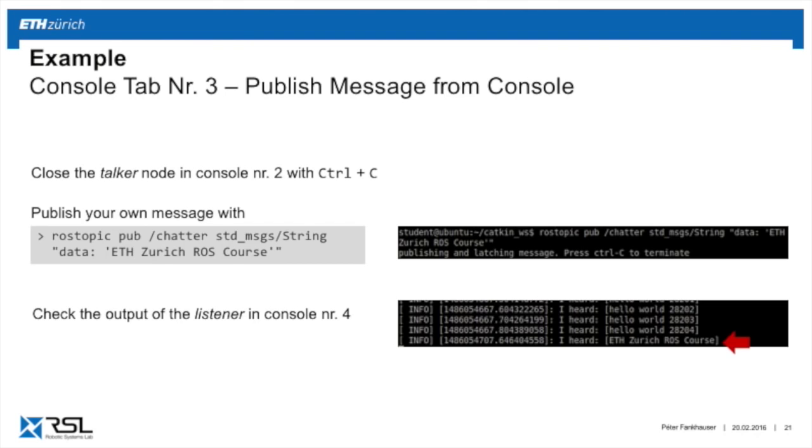Now, if you type in this command in console number 4, where the listener runs, you should see, instead of hello world, it suddenly tells you, okay, this is a message I got. That's the one you published from your console. What you saw is that you can subscribe to topics and show the contents in the console, but also you can publish messages from your console.